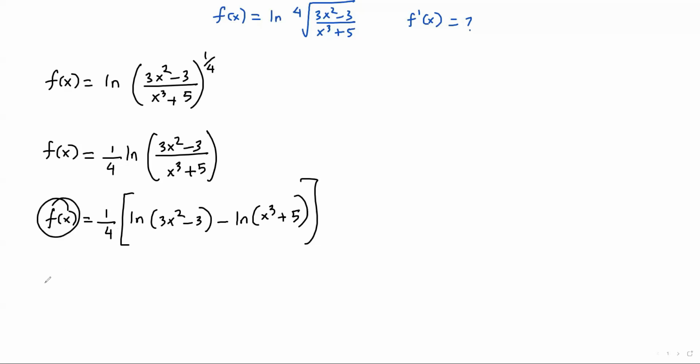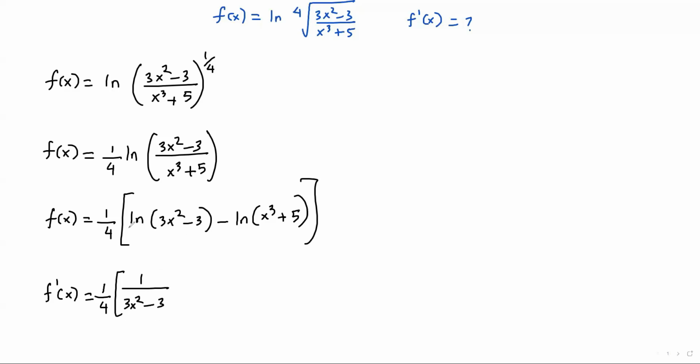If I find the derivative of f of x, it will be f prime of x. Here, the part which contains variable x is multiplied by the constant 1/4. Whenever a constant and a variable are multiplied, I keep the constant as it is and find the derivative of the variable part. So the derivative of this will be 1 over 3x² − 3. Whenever I find the derivative of a natural logarithm, I put 1 in the numerator and the argument of the natural logarithm in the denominator.